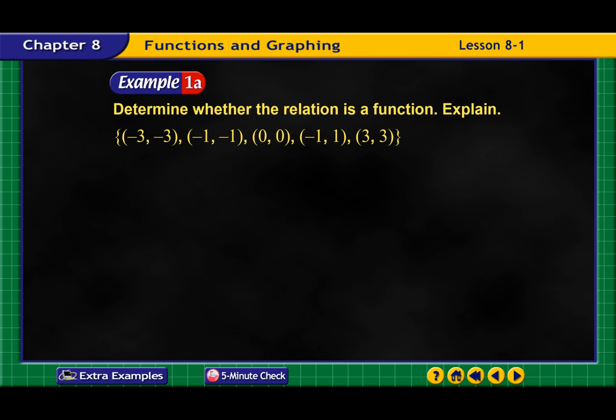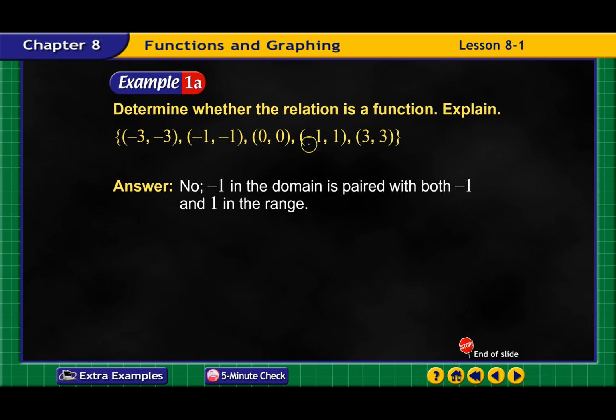All right, so determine whether this relation is a function or not. Explain. Well, to determine if it's a function, it needs to have exactly one value per x, or each domain value to the range value. So I'm going to start looking here. Negative 3, negative 1, 0, negative 1, 3. Was there a repeat?